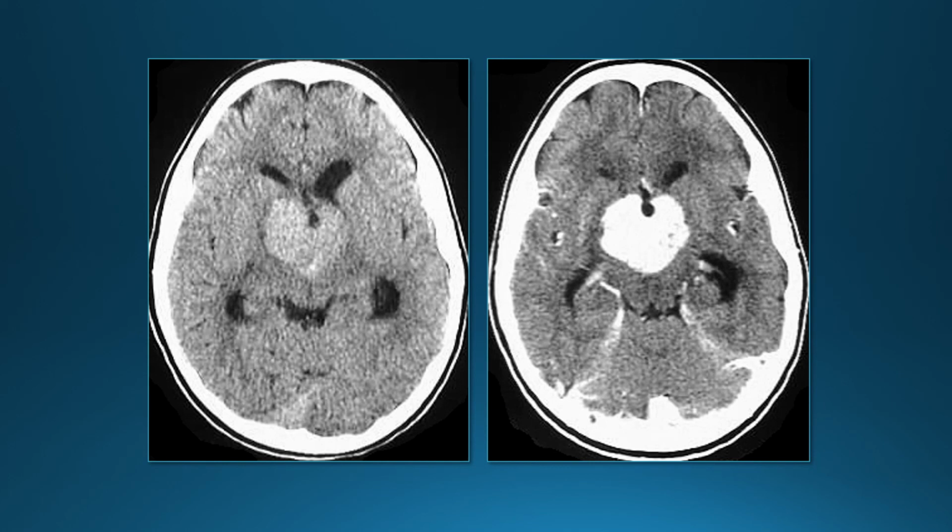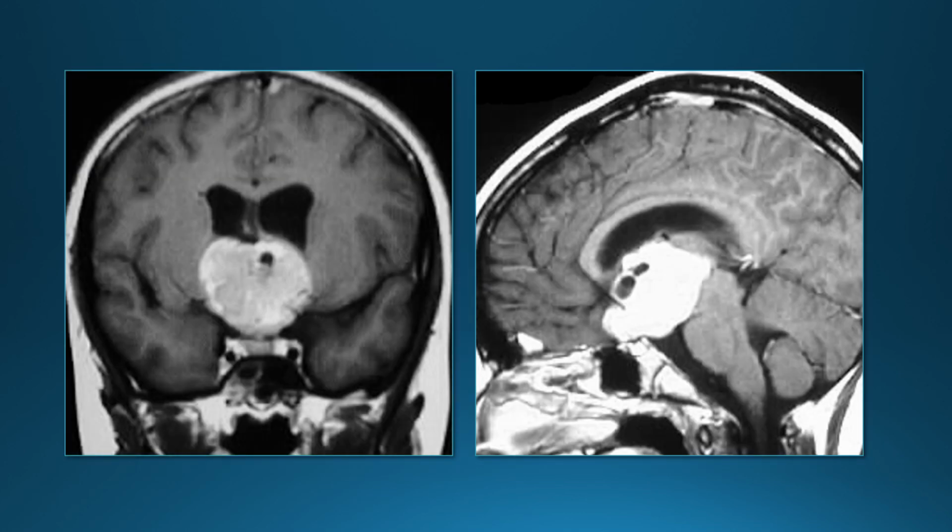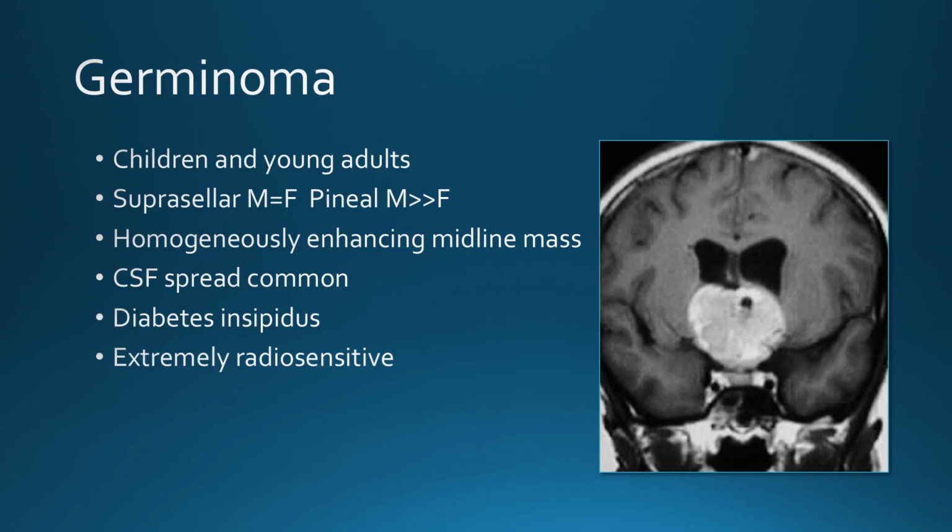Young patient, pre and post contrast CT. So suprasellar region, hyperdense on non-contrast CT, enhances homogeneously with contrast. Here's the MR, post-contrast MR on this patient, showing this enhancing suprasellar mass, a young child. And this is a germinoma.